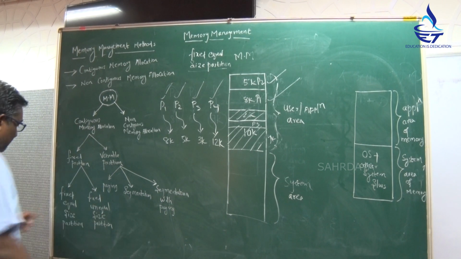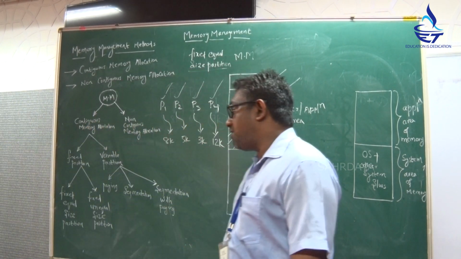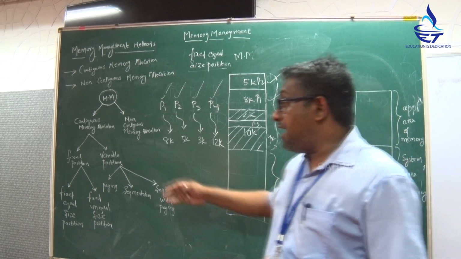So this is about fixed equal size partition and fixed unequal size partition. Now we will go to the variable partition.